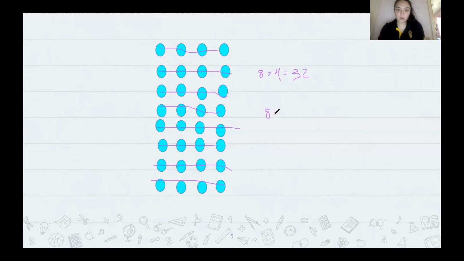8 times 4 is equal to 32. But if I were to take this array and flip it so it was sideways, it would have 4 rows of 8. So 8 times 4 is equal to what? 4 times 8, because I'm just taking the numbers and reversing them. All right.